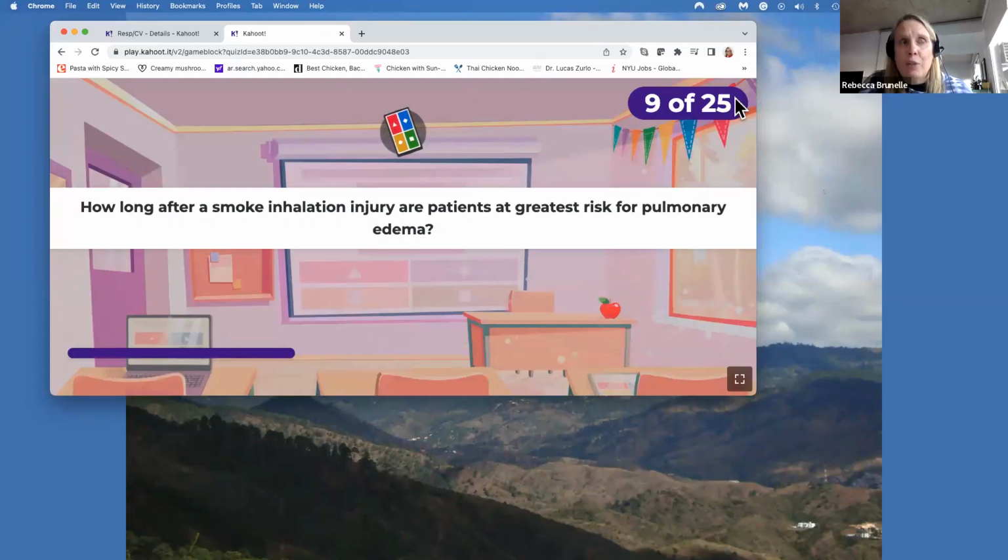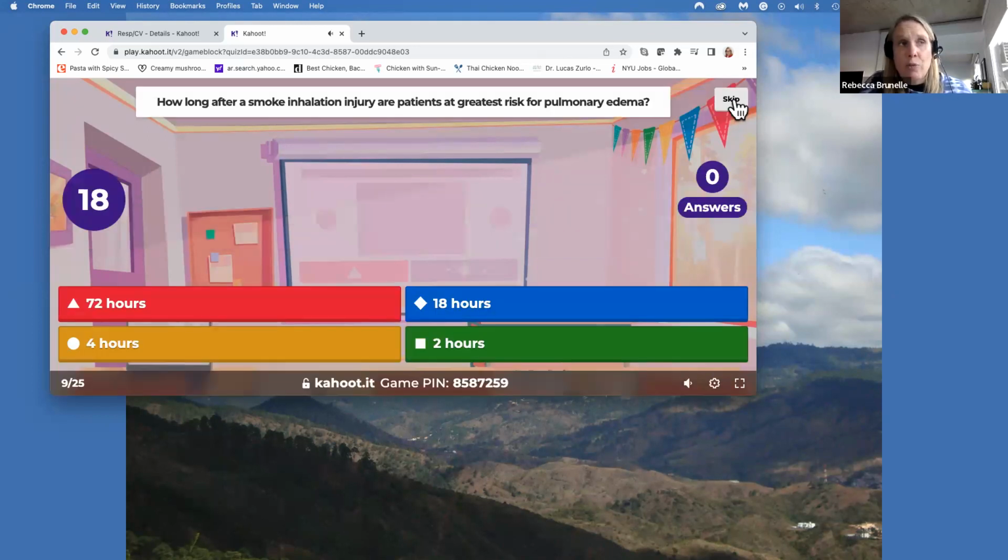So how long after smoke inhalation are patients at greatest risk for pulmonary edema? 72 hours, 4 hours, 18 hours, or 2 hours?